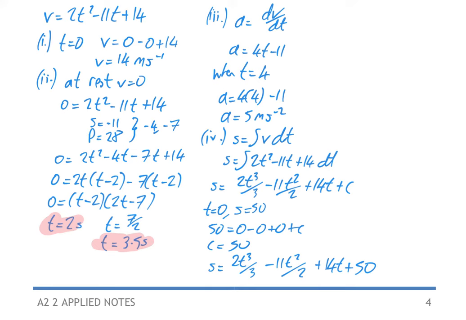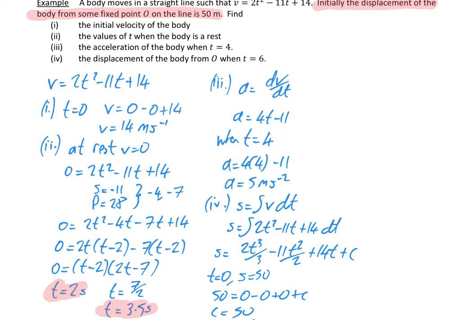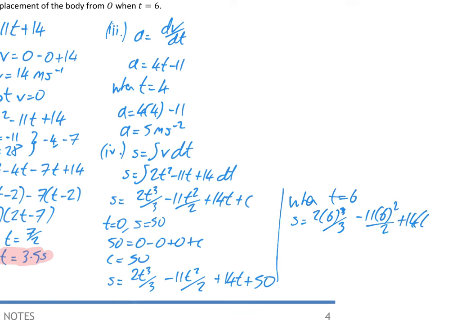your 50. And let's go back and read the question, see what it said. It said find the displacement of the body from O when t is equal to 6. So I will squeeze this on here. Just say when t is equal to 6, s is equal to 2 times 6 cubed over 3 minus 11 times 6 squared over 2 plus 14 times 6 plus 50. Type that into your calculator. I'm just copying down from my notes here. I'm hoping this is right. And I have got 80 meters.